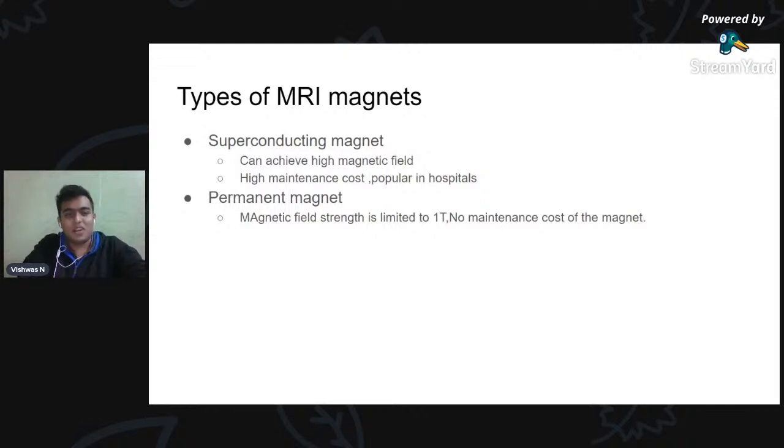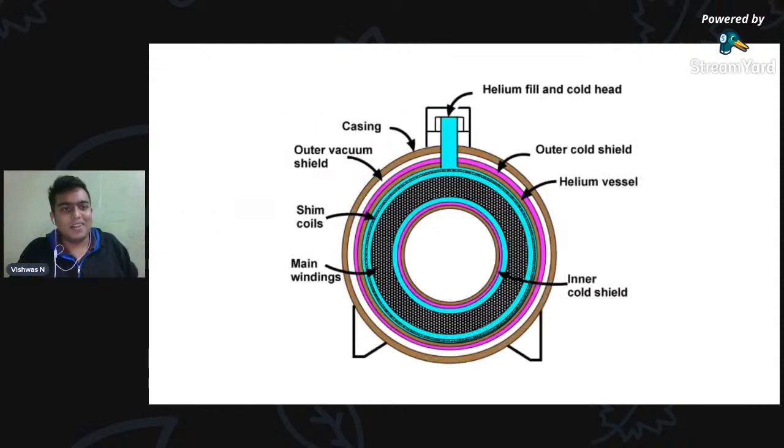A permanent magnet is usually 1 Tesla, and there's no maintenance cost because there is a smaller amount of radiation from these magnetic fields which can be experienced. So at the end of the day, it doesn't give you very accurate results, but it has its own pros and cons. So less maintenance.